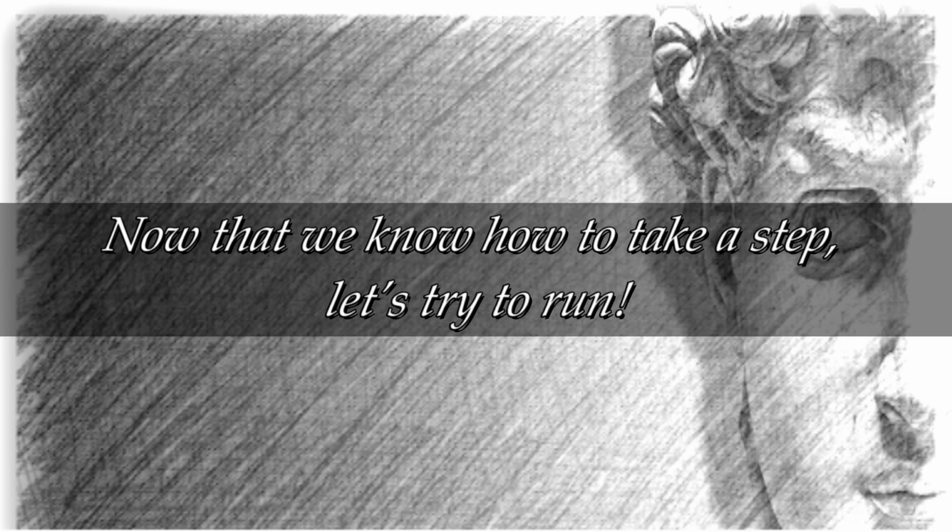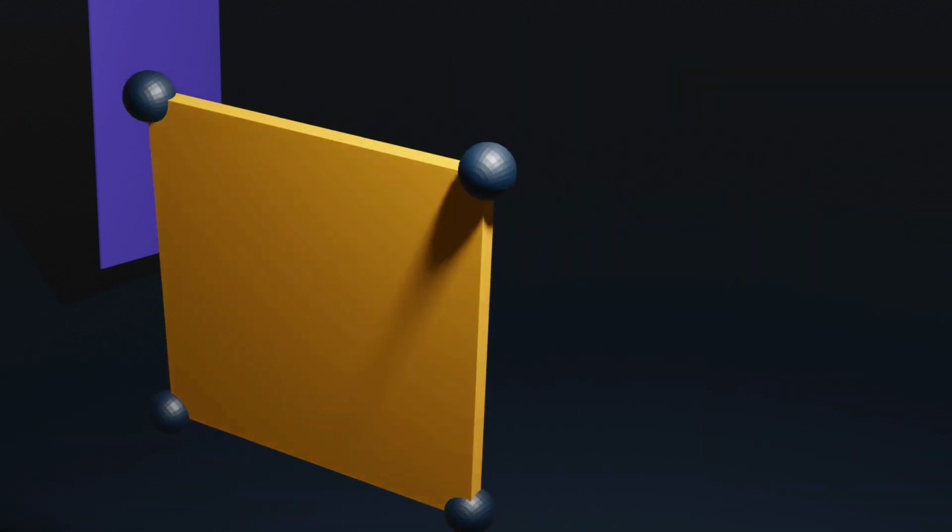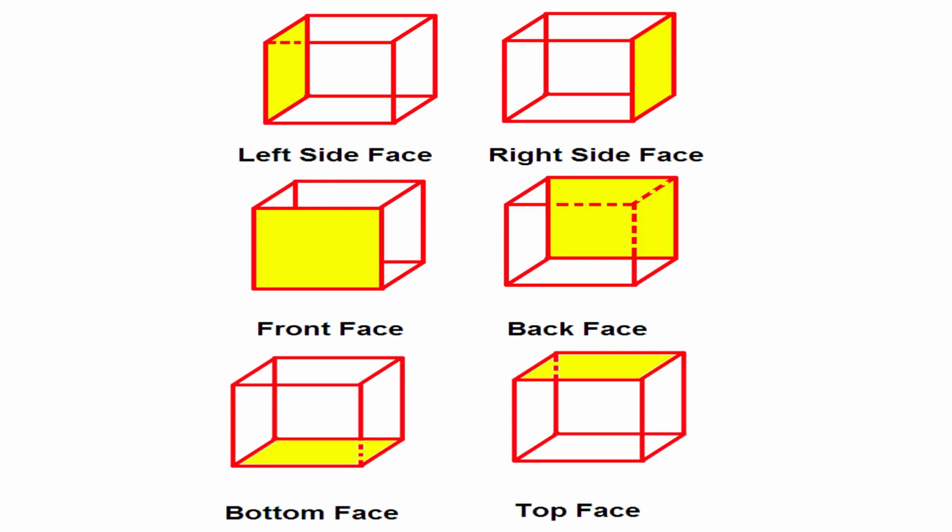Now that we know how to take a step, let's try to run. We must create the cube surfaces. The surfaces are just a collection of 3 or 4 points that can be visible or not and with a certain distance from the observation point. The cube has 6 of them, and it is way easier to create this geometrical shape parallel with respect to the plane Z and only after rotate them with a proper function.